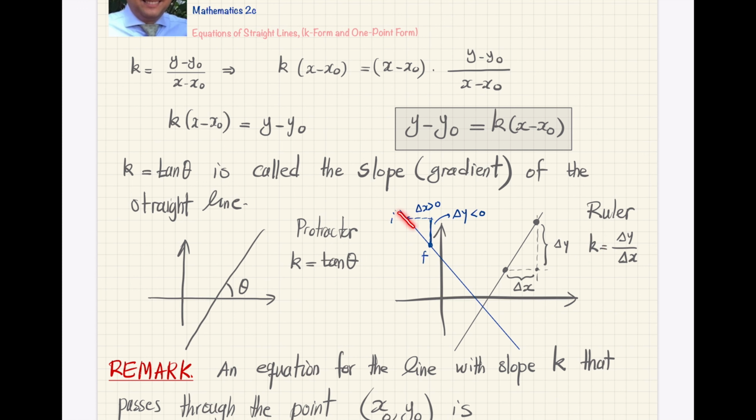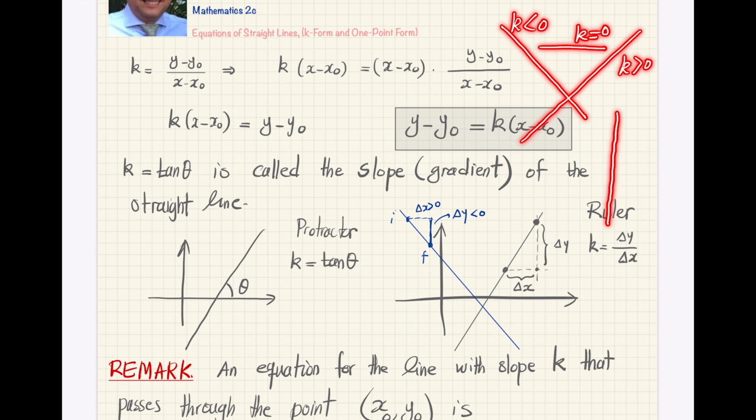So it is clear that when I have these kinds of lines, the slope is negative. These kinds of lines, the slope is positive. This kind of lines, slope is 0. These kind of lines doesn't have any slope at all. Okay? So there is no slope for these two.